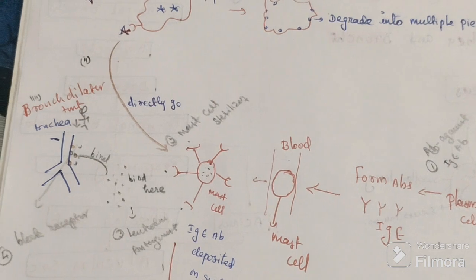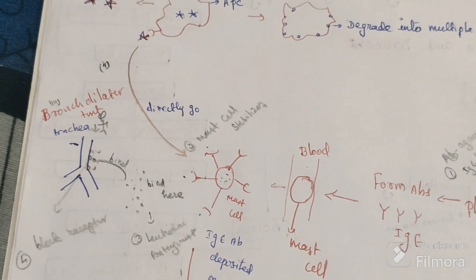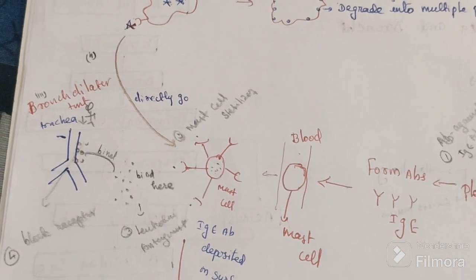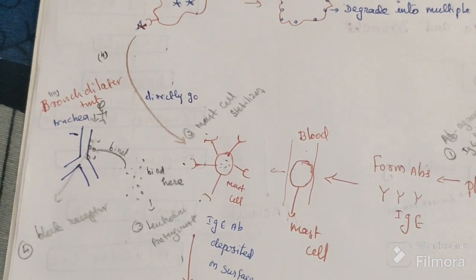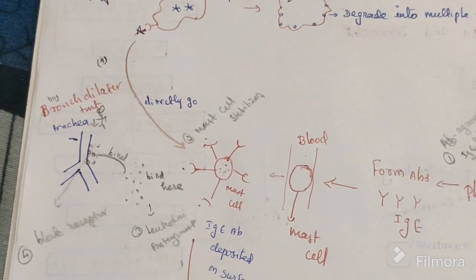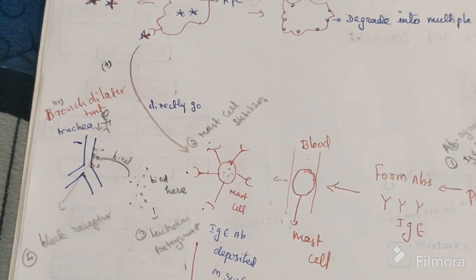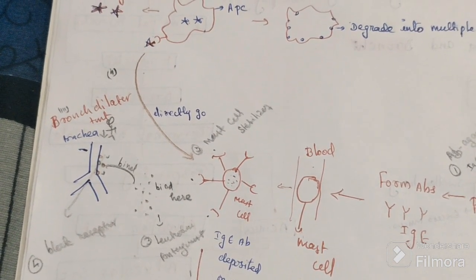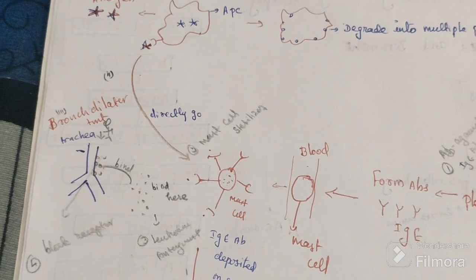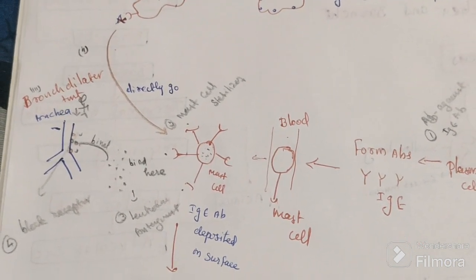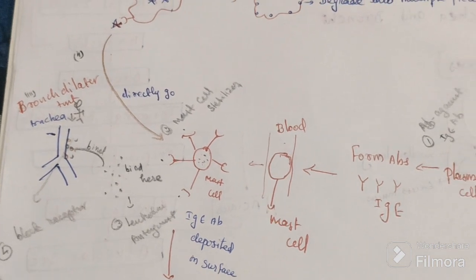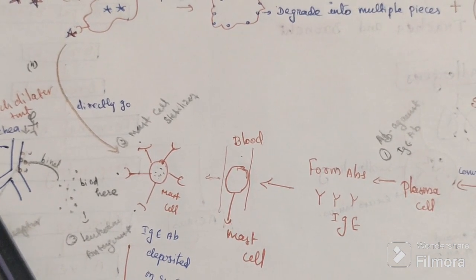The granules contain many things. The most important thing is leukotriene. They contain prostaglandin, platelet activating factor, histamine, serotonin. But the most important ones are leukotriene B4 and C4. Now this one is the trachea.